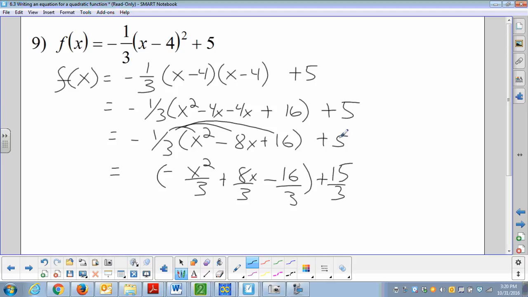Now, knowing I'm needing to add this constant to this constant here, I went ahead and changed the form. 15 over 3 is the same as 5, because 3 will go into 15 5 times. So the reason I put it over 3 is because I have a negative 16 over 3. And I want to be able to have the same denominator, so I'll be able to add. And that's going to be my last step. I'll go ahead and combine those two like terms, negative 16 over 3 and negative 15 over 3. That's going to give me a positive 1 over 3. And that's my answer.